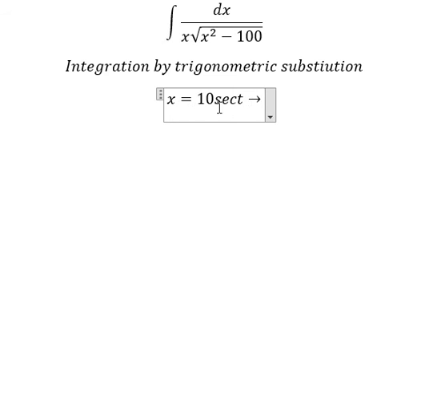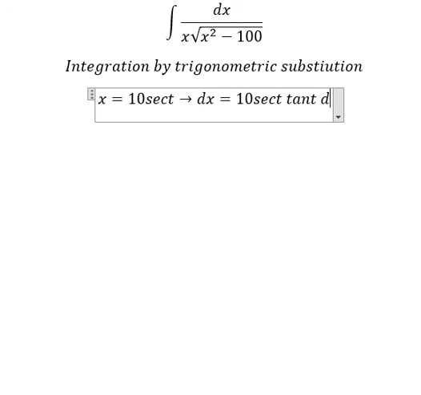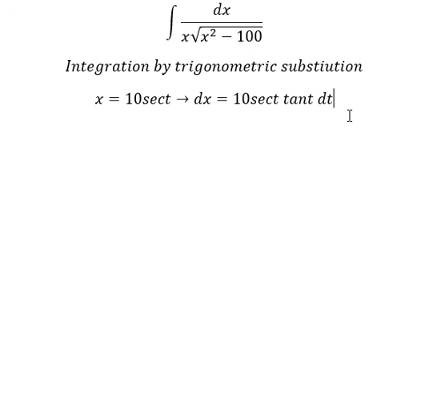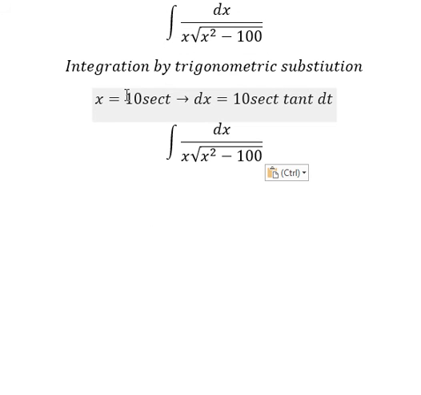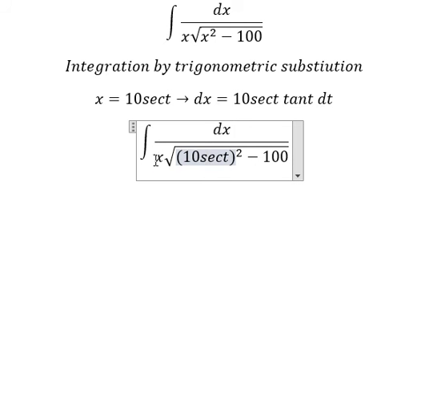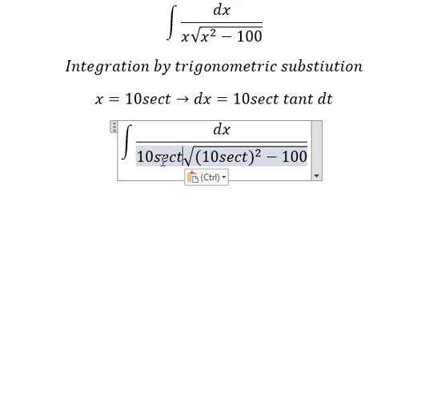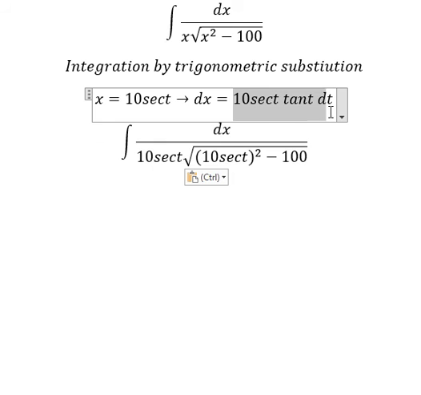We first do the derivative for both sides. You get 10 secant of t tan t dt. So we put this one in here, this one in here. ds we change for this one.